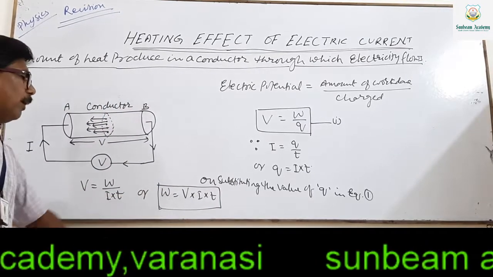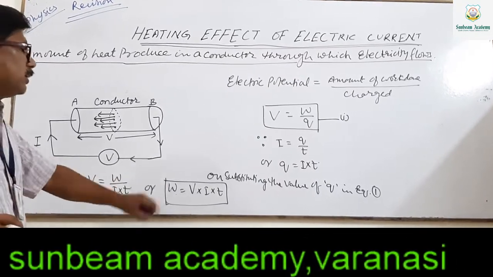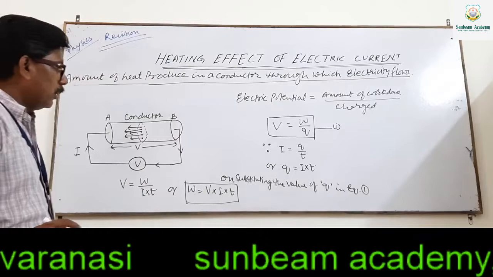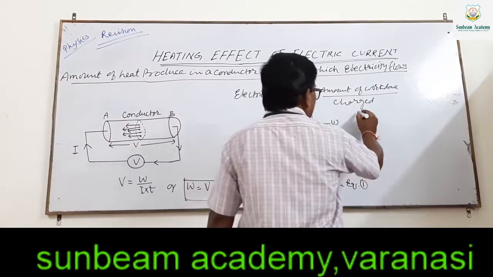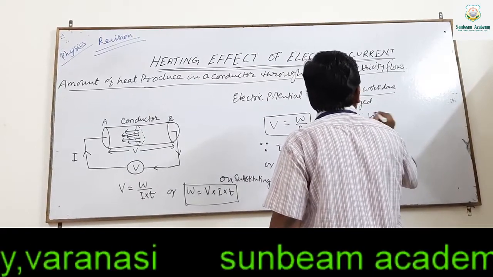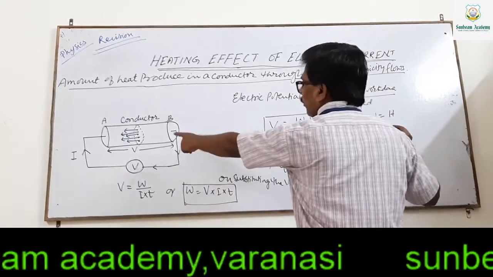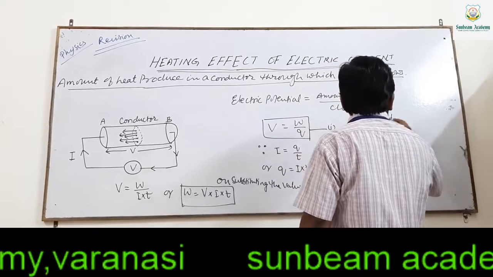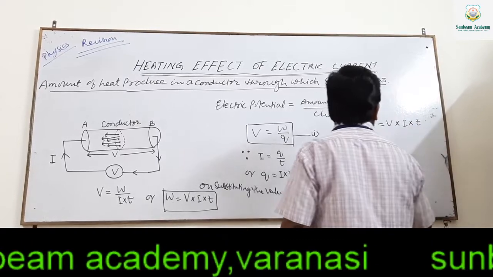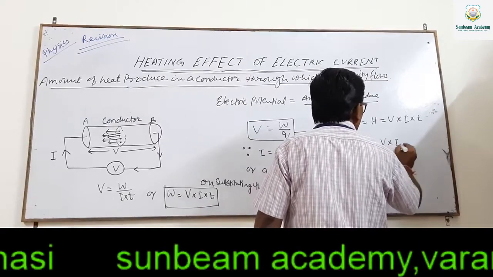Now children, this amount of work done is equal to the heat produced in a conductor. Since W is equal to H, the amount of heat produced in a conductor when current flows through it, W equal to H equal to V into I into T, or H equal to V into I into T.